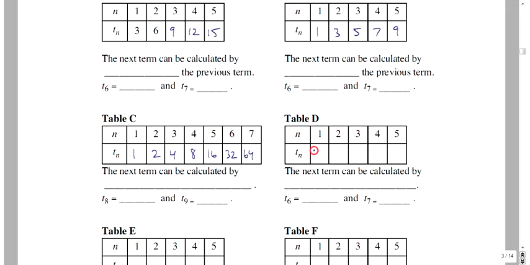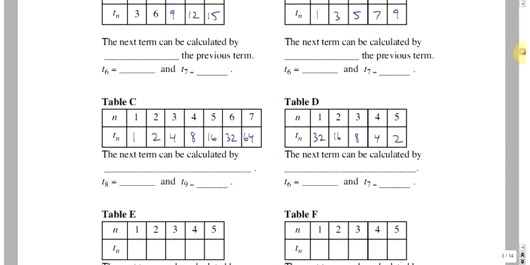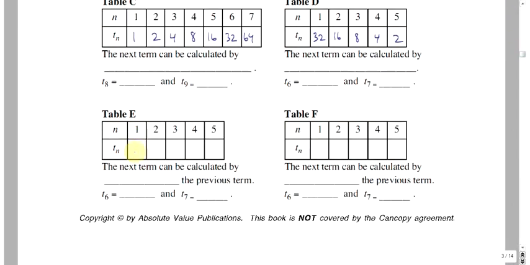D was what? 32, 16, 8, 4, and 2. Lengths of sides on the triangles. E, 1, 5, 9, 13, 17. That was any triangles. And lastly was the temperatures. 8, 4, 0, -4, -8. Okay.